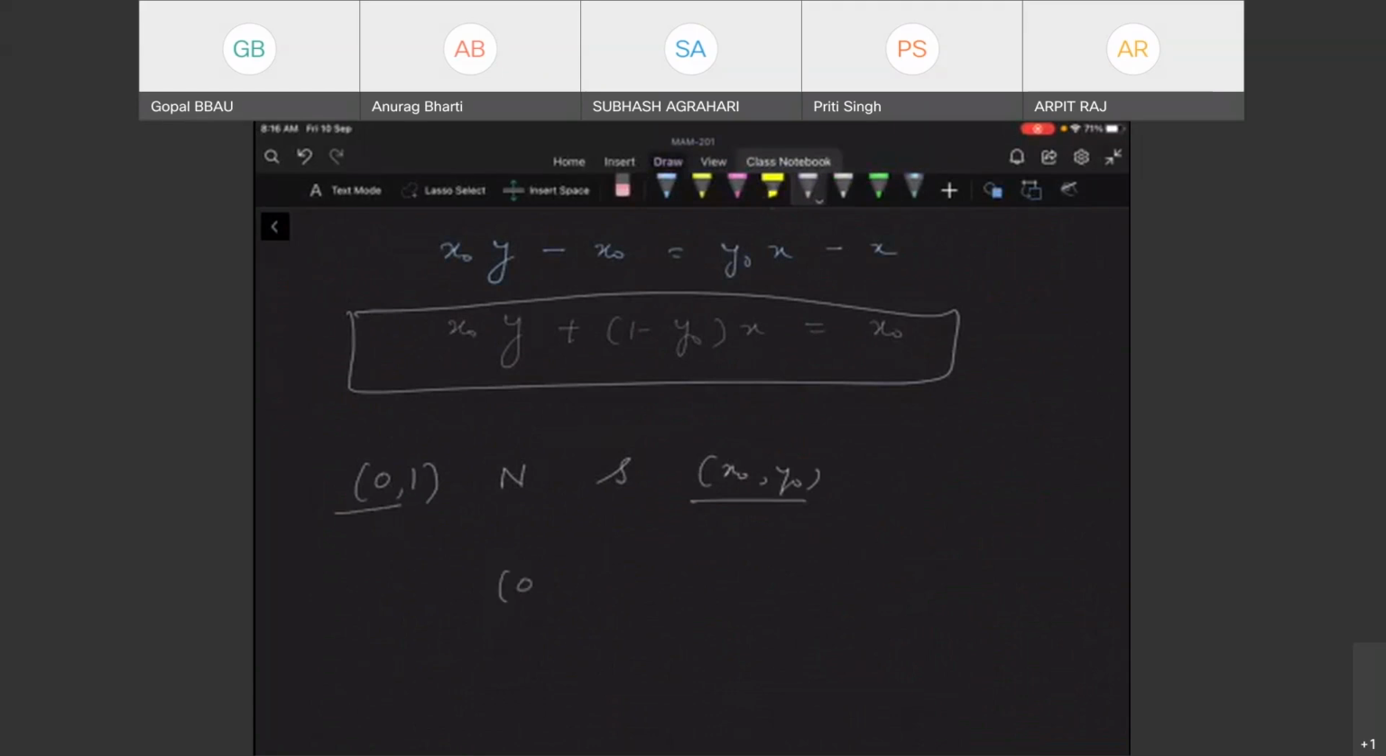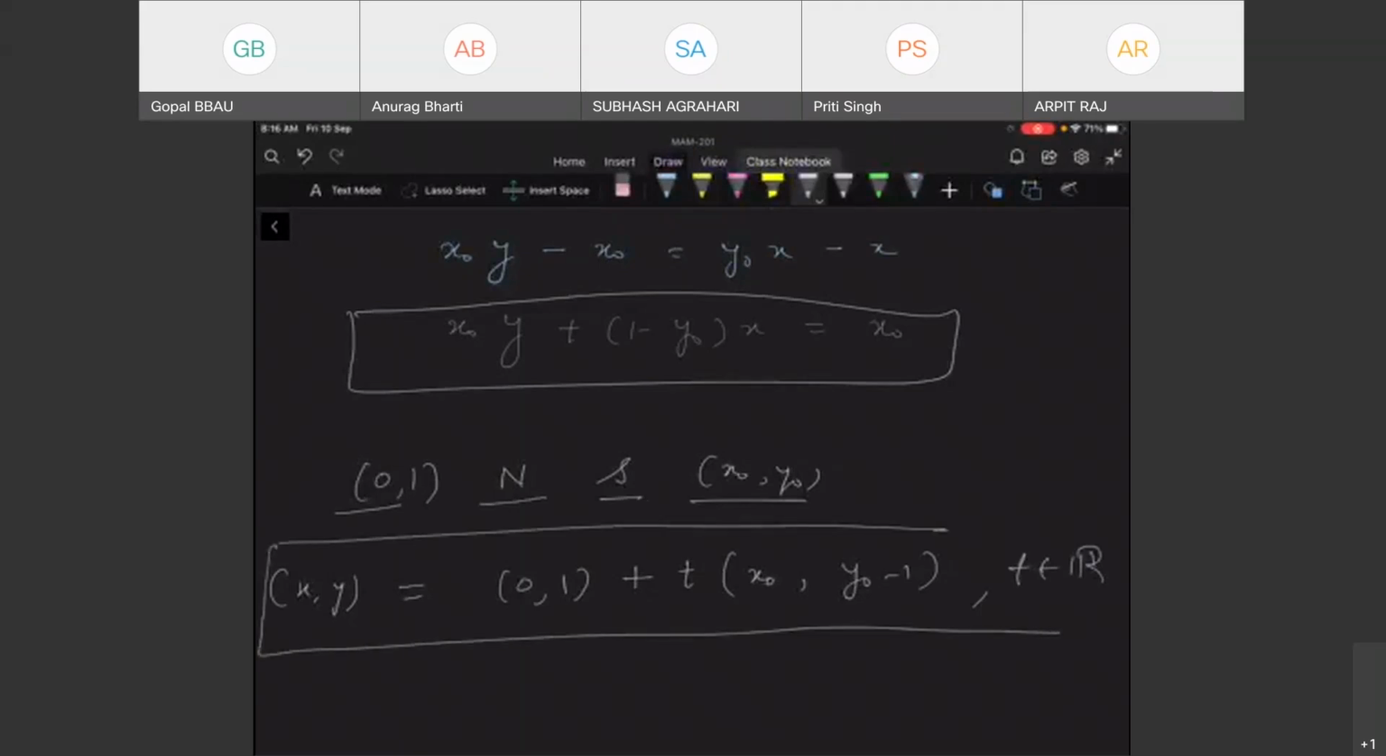So say (0, 1) plus t times (n minus s), which is (x0, y0 minus 1), where t belongs to R. Any line in R2 which passes through N and S can be written in this form. Okay, so this is a parameterized form. The parameter is t.